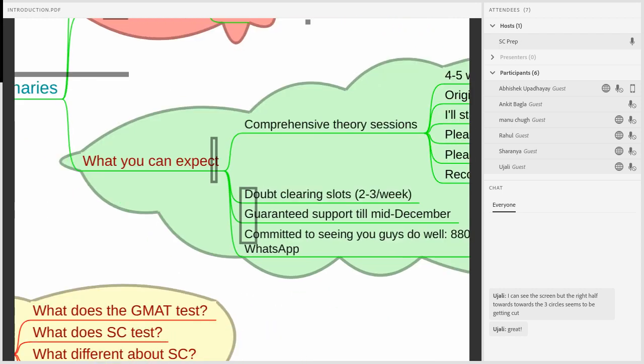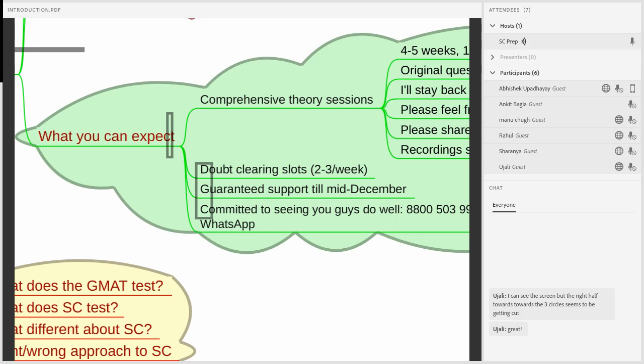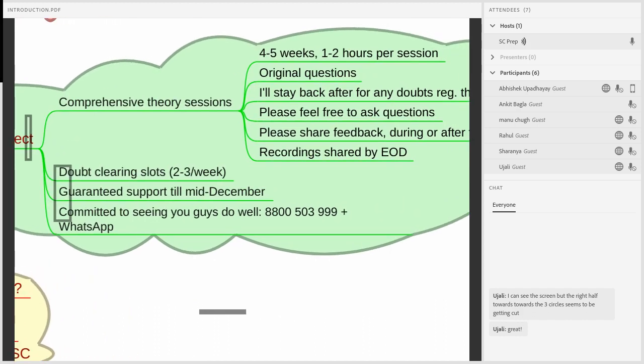All right. Now, very quickly, let's discuss what you guys can expect from our classes. First of all, these will be very comprehensive theory sessions. So some of you might already know this, we don't do any kind of tips or tricks. We focus only on understanding. That's what we're going to be spending all our time on in these sessions. Now, I expect these sessions to take 4 to 5 weeks, right?